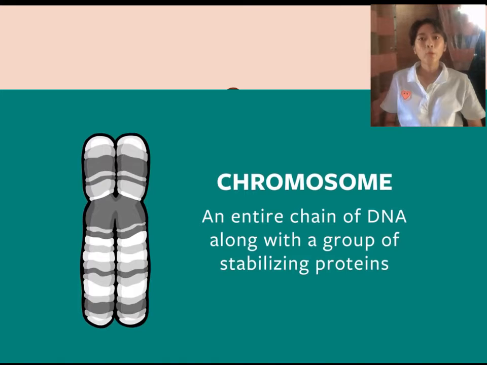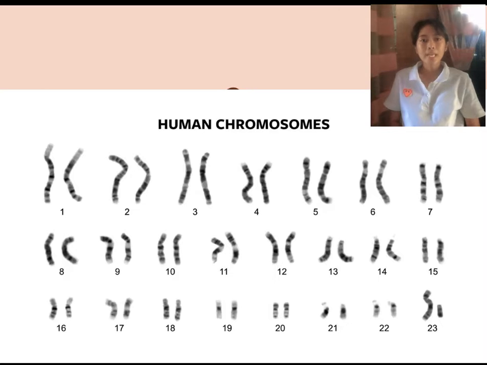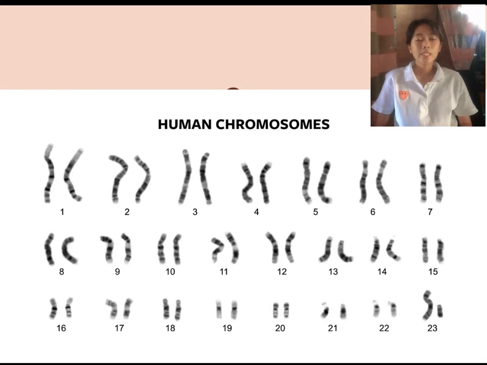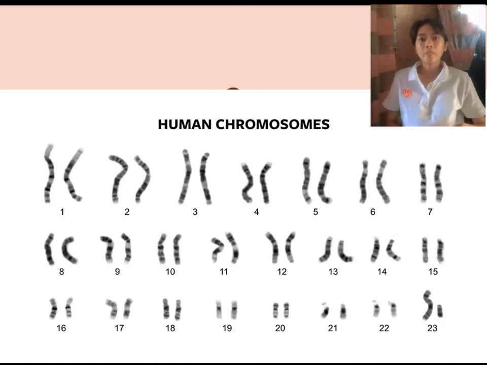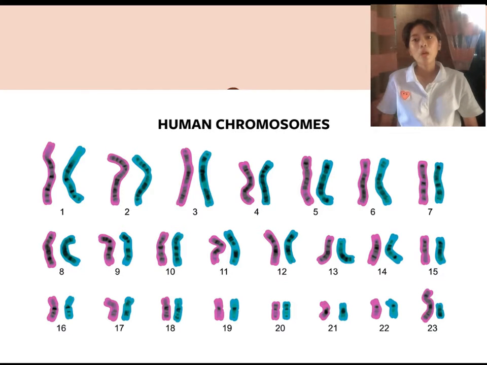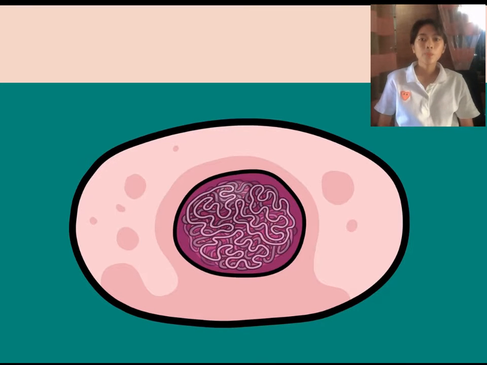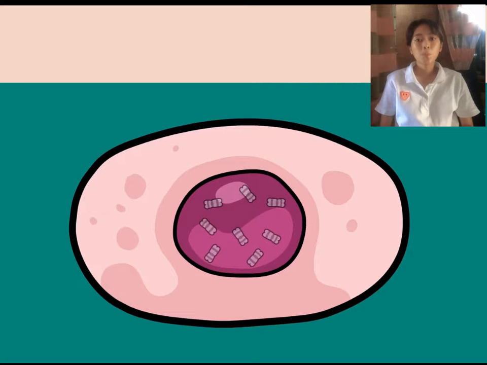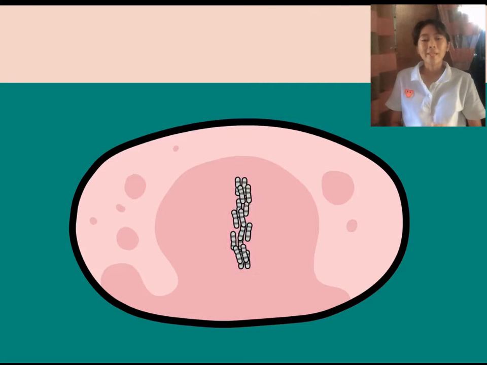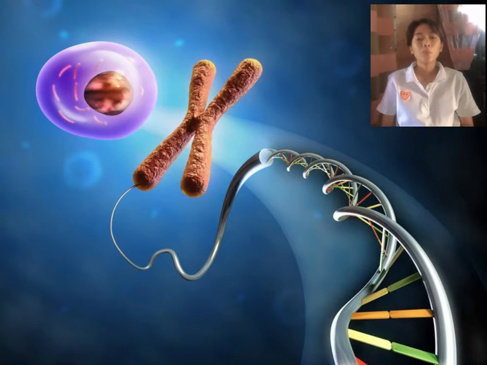So to sum things up, a chromosome is an entire chain of DNA along with a group of stabilizing proteins. Humans typically have 23 pairs of chromosomes in each of their cells, and that is 46 altogether. In your body, one member of each pair came from your father and the other from your mother. For most of a cell's life, a chromosome exists in a loose, noodle-like structure. Chromosomes are copied and then condensed like spools of yarn for durability when a cell prepares to reproduce by splitting in two. So moving on to the next topic, which is gene.